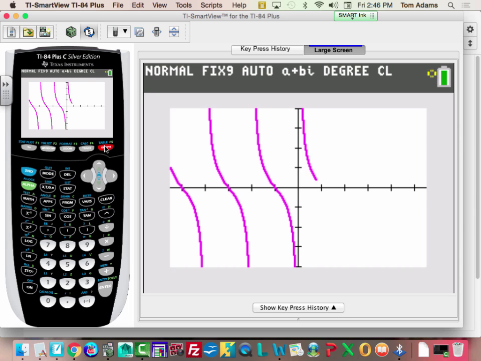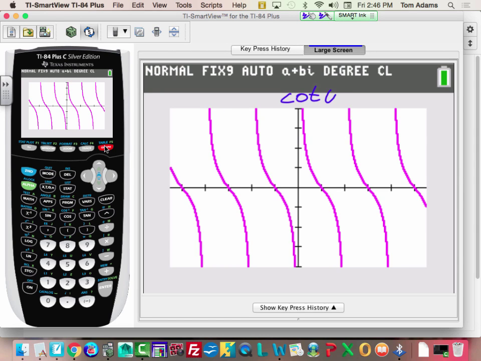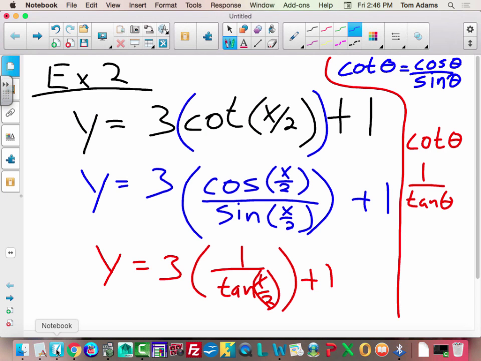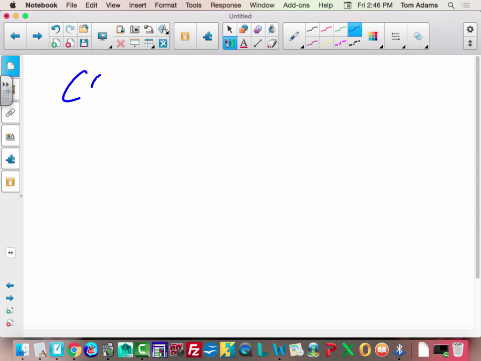So cotangent, what is in the denominator of cotangent? In other words, remember that cotangent of theta is equal to cosine of theta over sine. When do we get those vertical asymptotes? When do we see vertical asymptotes? You guys are saying it, but let's talk about it. Cotangent of theta is equal to cosine of theta over sine.